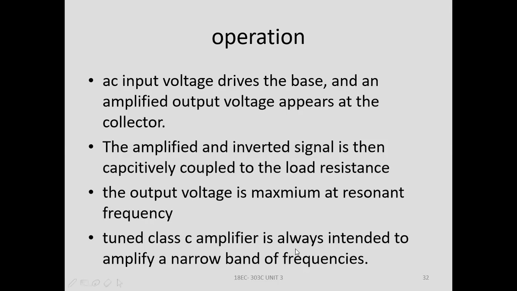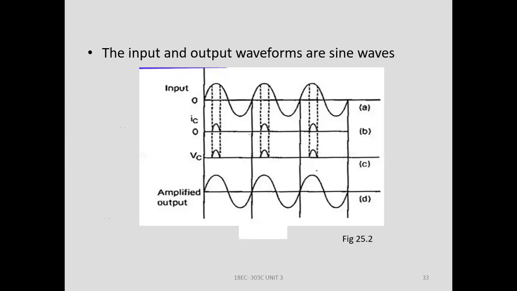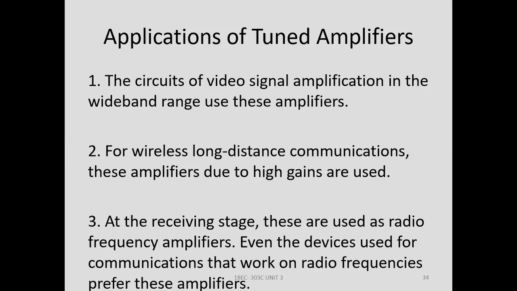Generally, the Class C tuned amplifier is for narrowband amplification. To amplify a narrowband of frequencies, this tuned Class C amplifier is preferred. These are the input and output waveforms of the Class C tuned amplifier. See, this is the input. This is the collector current. The conduction is less than 180 degrees. This is the collector voltage. And the amplified output is a pure sine wave.